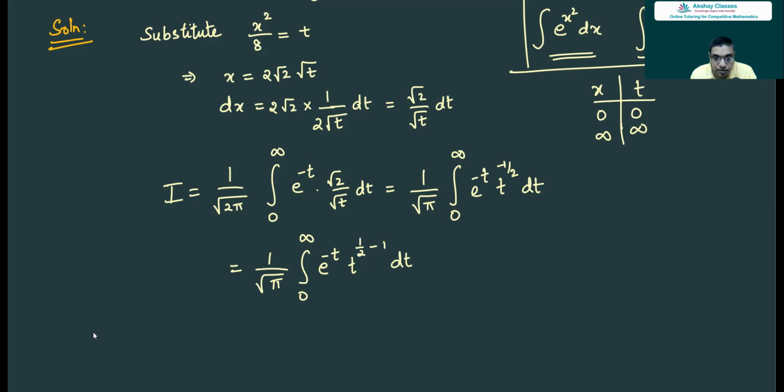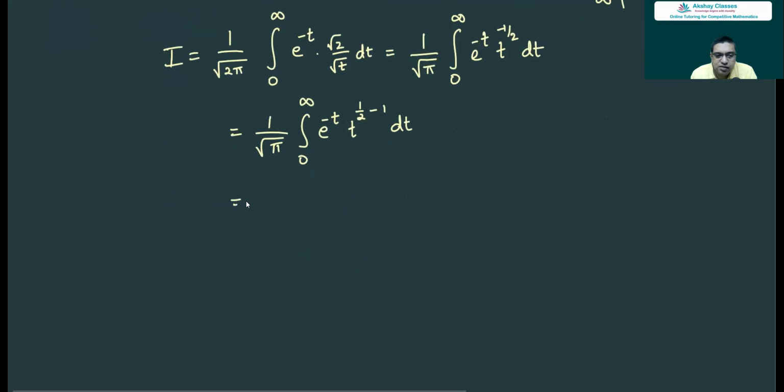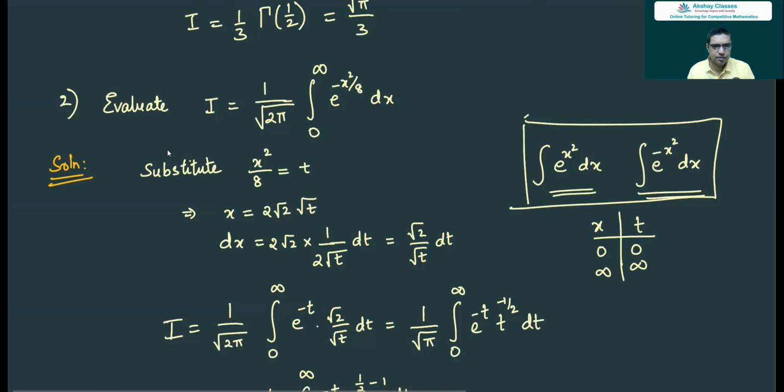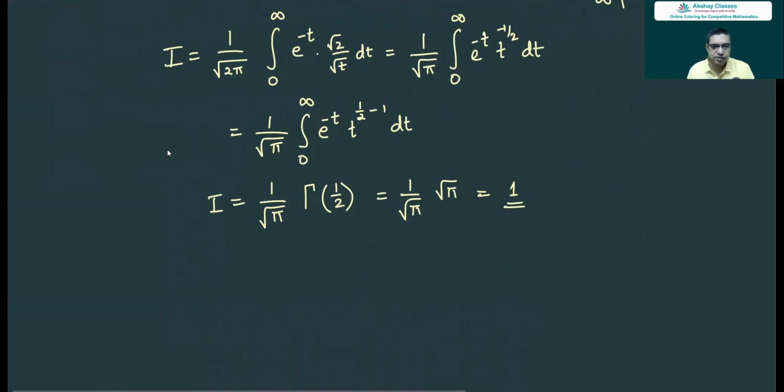Okay. So this is what function? Gamma of half. So I is 1 upon root pi into gamma of half. And gamma of half we know is under root pi. So this is 1. So the value of this integral is 1. Got it?